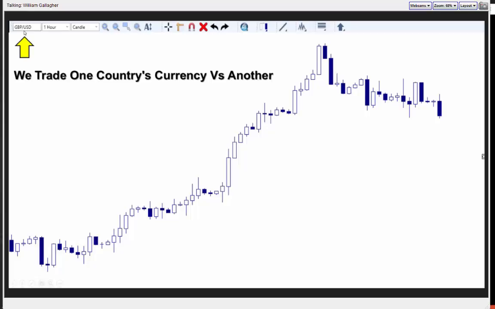So if you look in the upper left-hand corner of my screen up here, you can see that this is the Great British Pound, GBP, US dollar currency pair. So in essence, what you're looking at is the pound versus the dollar. When the chart is going up, when the market's going up, the pound is gaining in value over the dollar. When the market's going down, the dollar is gaining in value over the pound.